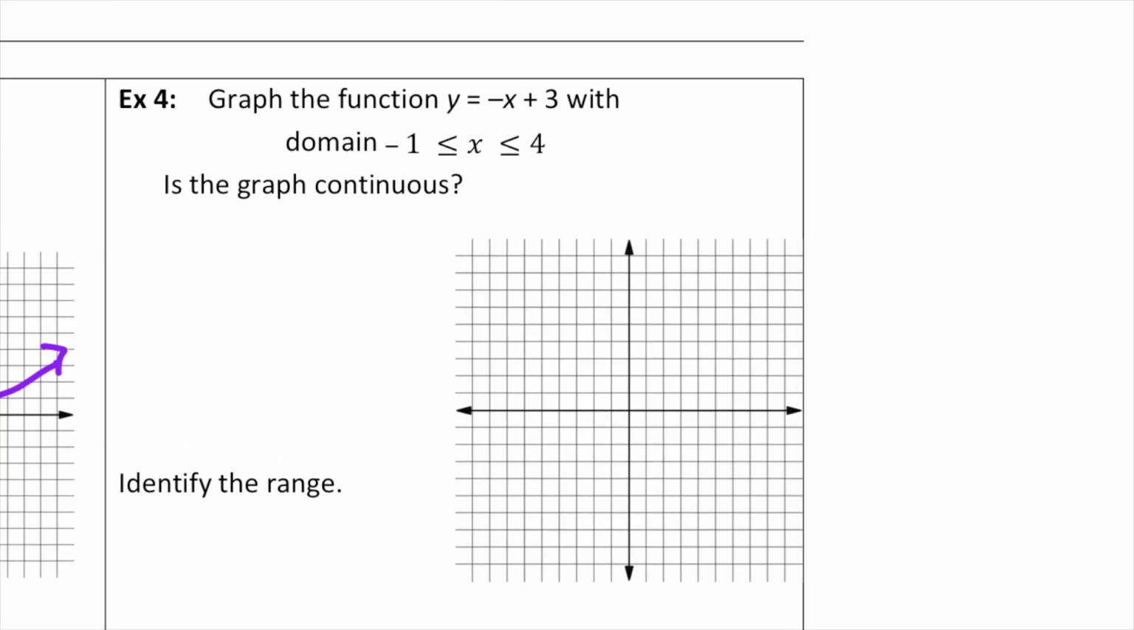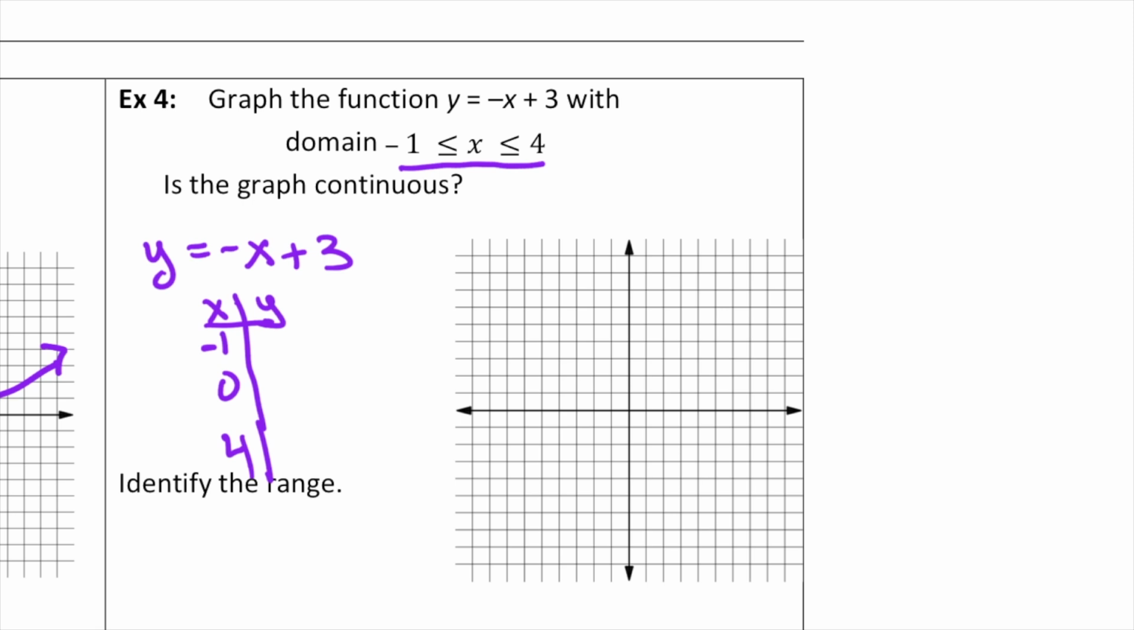When I'm looking at example 4, once again, y has been isolated, so I can just go right ahead and pick out numbers for my graph. But look, we have a domain restriction. My x's are only allowed to go between -1 and 4. So you might pick out -1, 0, 4, a few numbers in between, that's fine. The opposite of -1 plus 3 is 4. 0 plus 3 is 3. Put in 4, I get -1. Plot my points. Left 1 up 4, 0 up 3, and then I'm going to have 4 down 1.